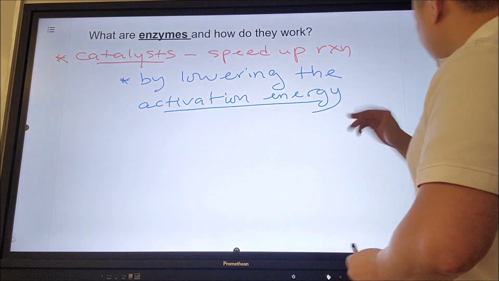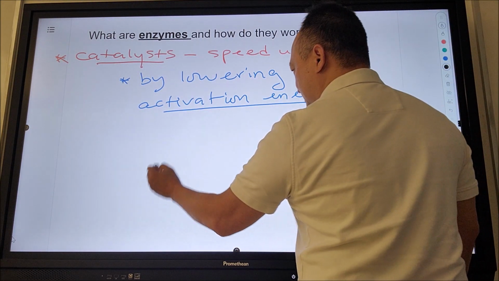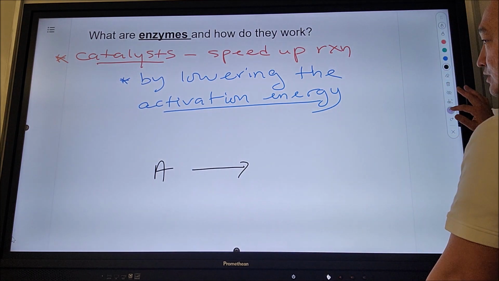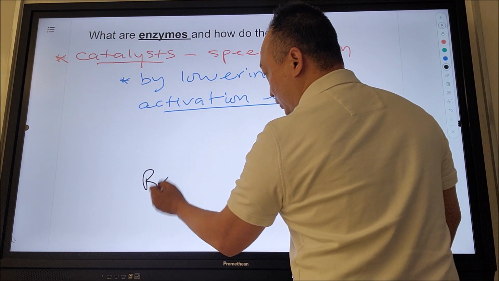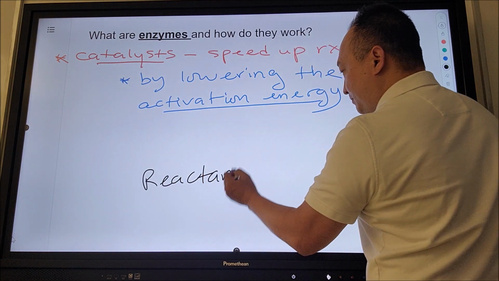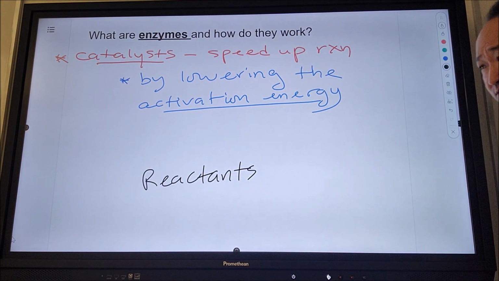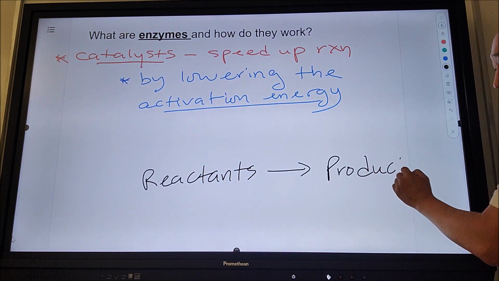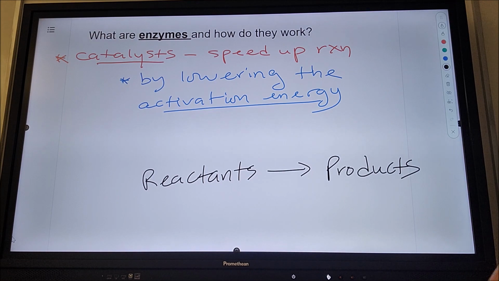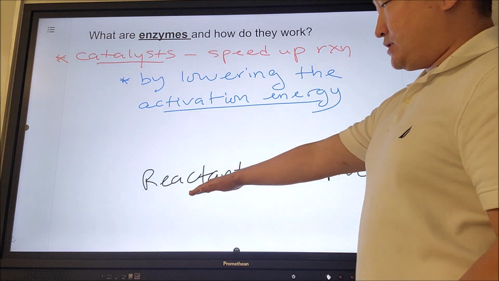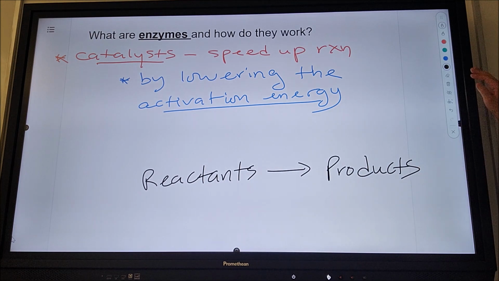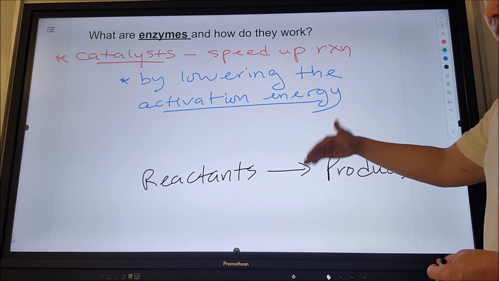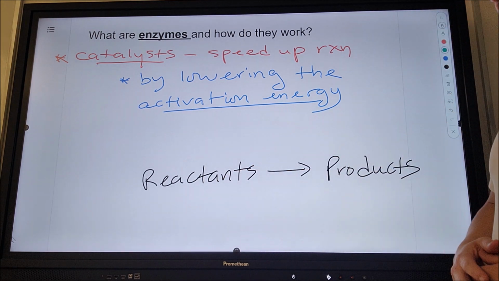And so, for example, if we take substance A turning into substance B, let's label these reactants, what we would call the substances before the reaction, and then what they produce we call the products. So in a chemical reaction, when reactants turn into products, it requires a certain amount of energy. And what enzymes do is they make it easier for the reactants to turn into products.